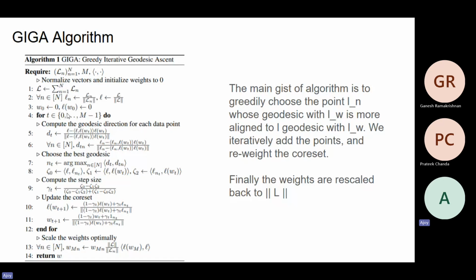I forgot to add this point. They have some theoretical results showing the decrease, but not the rate, nothing, right? Yes.